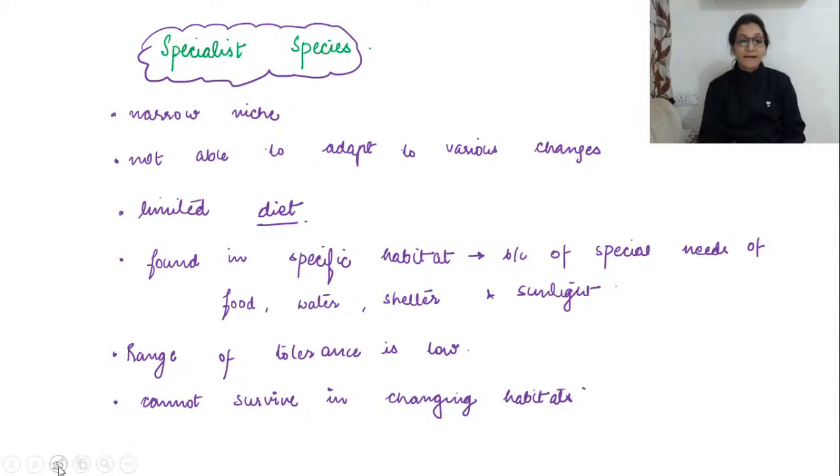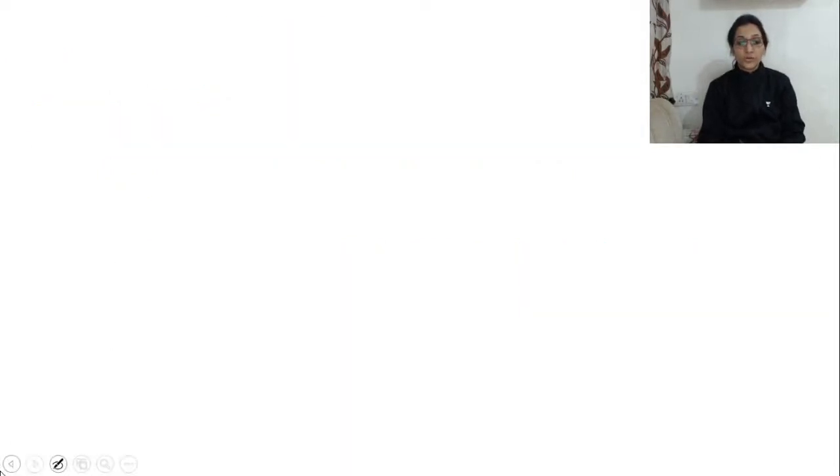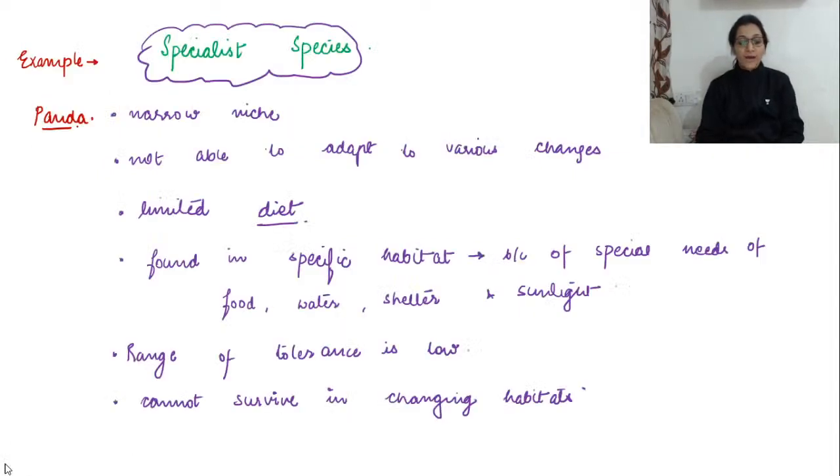Now, what is the example of a specialist species? The example of a specialist species is the panda. They are not found all over the world. They are not found all over the globe. They are found in a specific environment. Pandas need a certain diet and habitat in order to survive. And pandas are mostly found in temperate, broad-leaf deciduous forest.